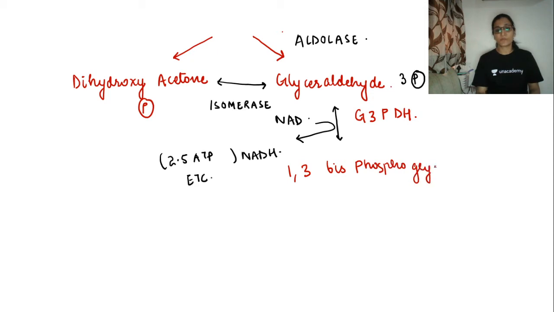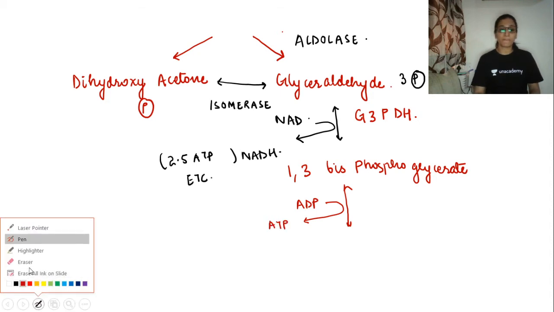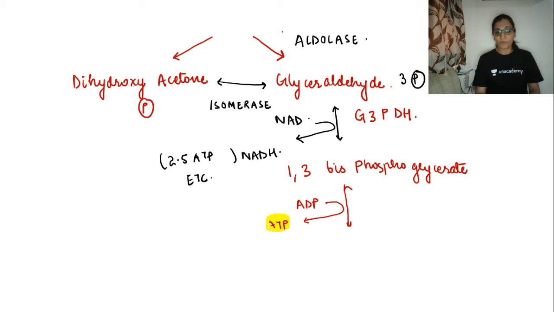1,3-bisphosphoglycerate. This will be the product of glyceraldehyde 3-phosphate dehydrogenase. Now, this is further going to give rise to ATP. See, ADP is changing into ATP, the very important step. This ATP is forming. So, you know what kind of reaction this is called? This is called substrate level phosphorylation, because without the electron transport chain, the ATP is being formed. So this is substrate level phosphorylation.